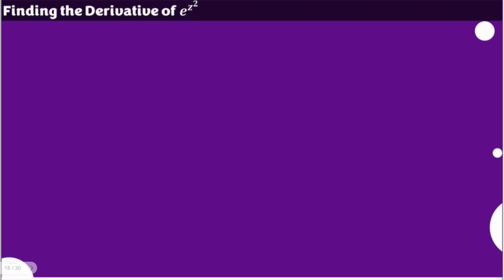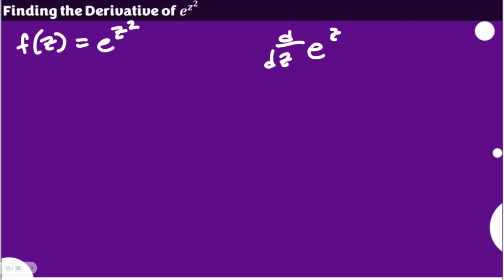For this video, we are tasked to identify the derivative of the given function here, which is f of z identified as e to the power of z squared. Take note that the exponent is another function, z squared here. If we have here e to the power of z, we know that there is a rule for the derivative of that to be just itself.